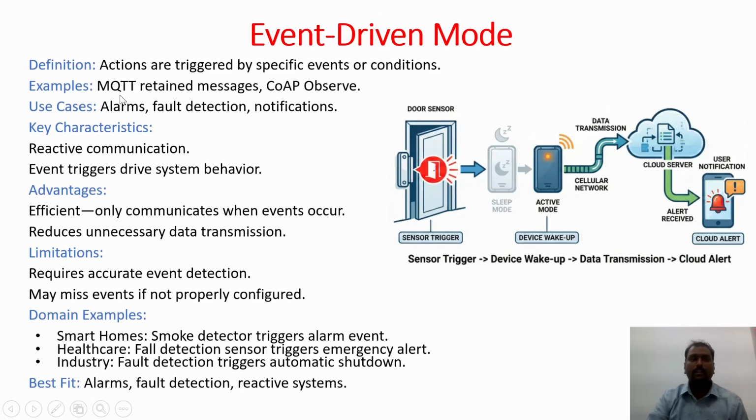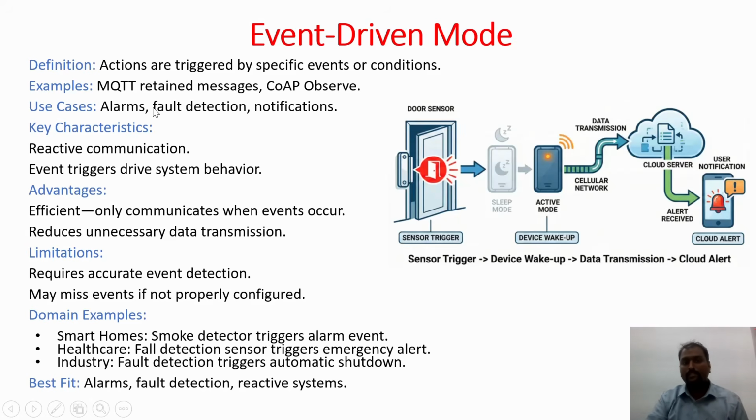Examples are MQTT return messages, COAP observe, constrained application protocol. COAP means constrained application protocol. And the use cases are it is used for sending alarms, it is used for fault detection, sending notifications, etc.